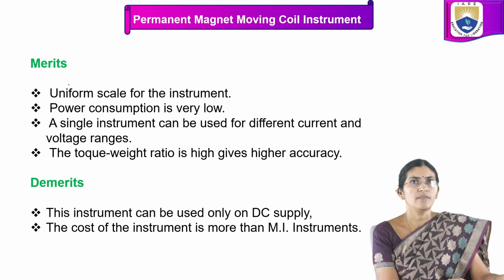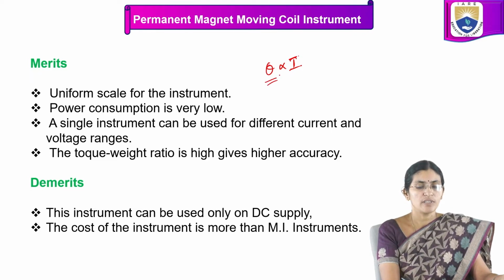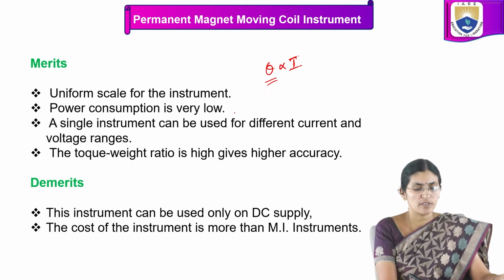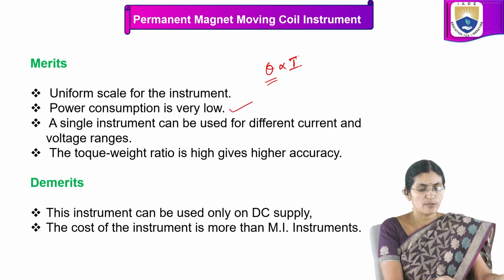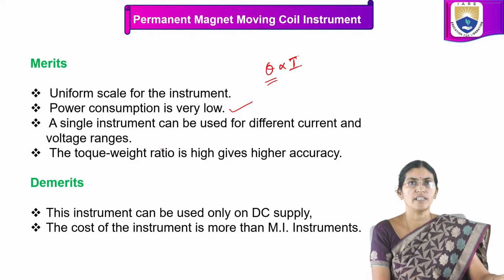Next, let us see the advantages and disadvantages of the PMMC instrument. The advantages are a uniform scale for the instrument. As we have seen, theta is proportional to I, so whatever current we need to measure, a proportional amount of deflection will be there in the pointer. Power consumption is very low, which is one of the important requirements of an instrument; it should consume very little power. A single instrument can be used for different current and voltage ranges.